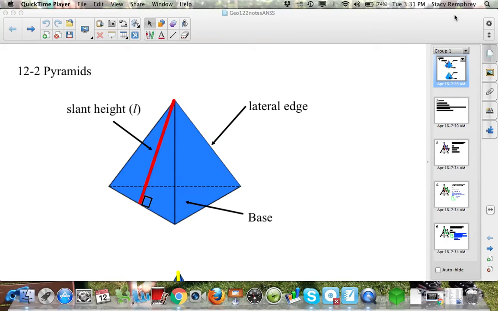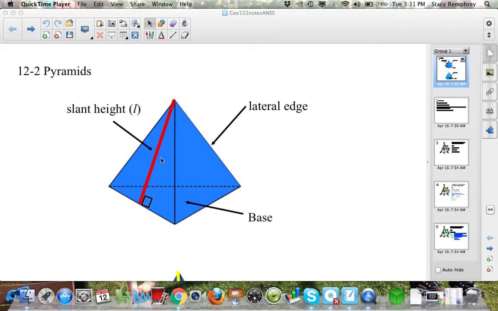All right, these are the notes for 12.2. In 12.2, we're doing pyramids. There is a nice link in Canvas in the Chapter 12 module that you can look at the different nets of pyramids. And in class, we discussed and compared the differences between pyramids and prisms, which is what we covered earlier in 12.1.